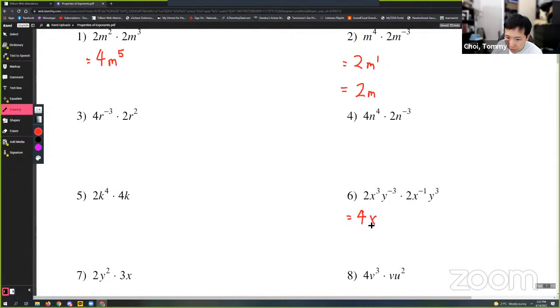Then write x. 3 plus negative 1, oh, that's 2. And then for y, negative 3 plus 3, oh, that's 0. Oh, wait a second. y to the power of 0 means it's just 1, which means it disappears. And so write one more step. We don't keep it at y to the 0. We change it, right? We change it to the power of 0.